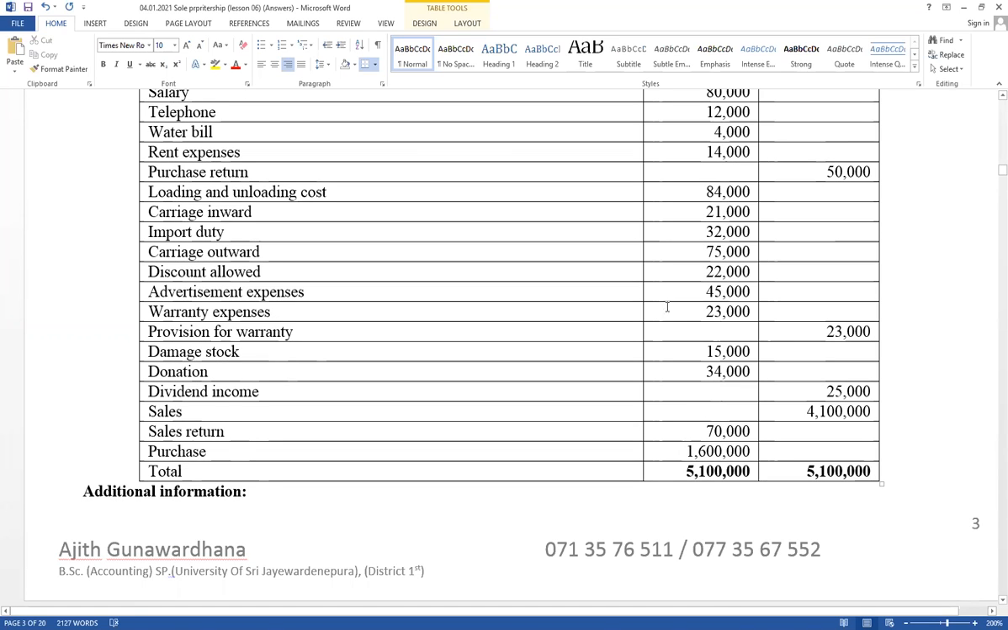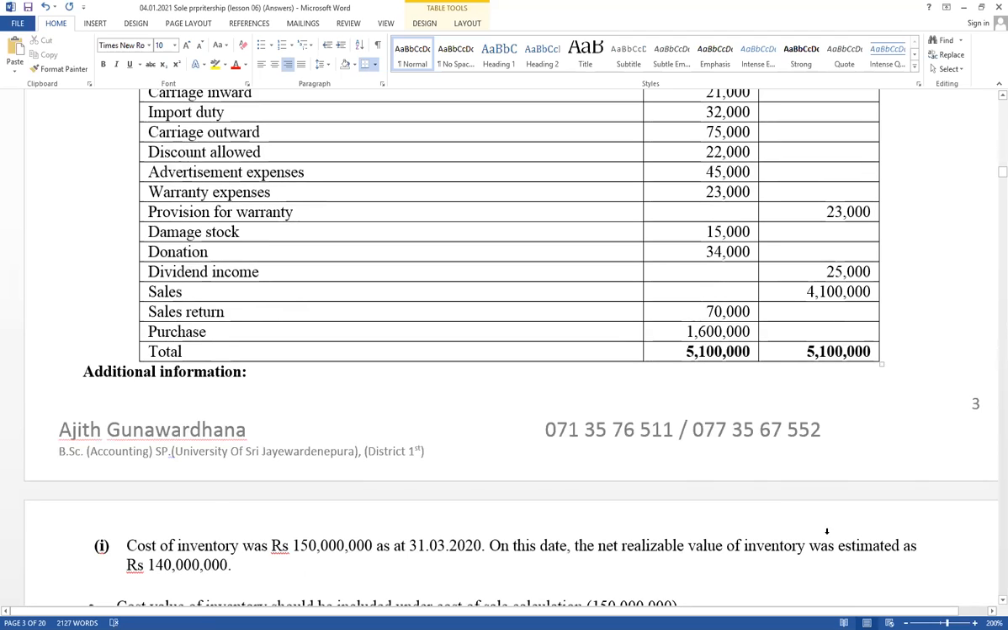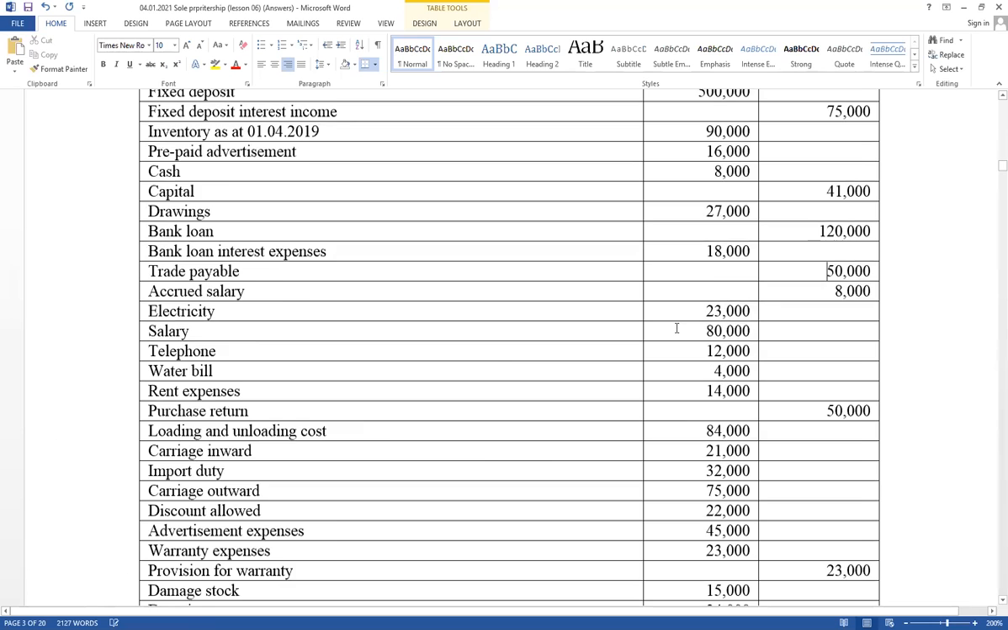Assets and expenses are available on the debit side; liability, income, and equity are available on the credit side. We are going to prepare a financial statement based on the trial balance to provide information about the business to interested parties. Therefore, from the beginning, additional information should be done. After that, trial balance should be completed.